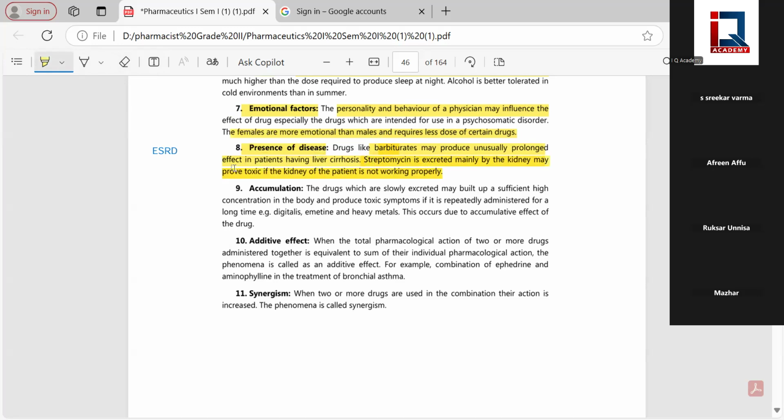That's what he is saying. So when we say presence of disease is a factor, for any kidney-related disease, we should avoid the drugs which are eliminated through the kidney.